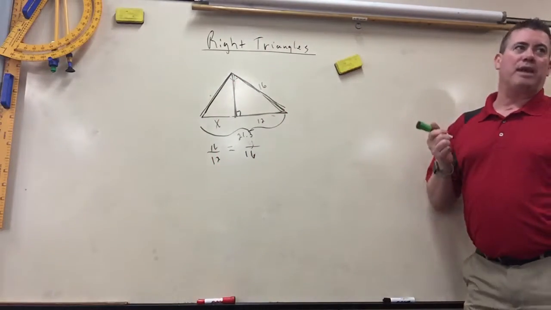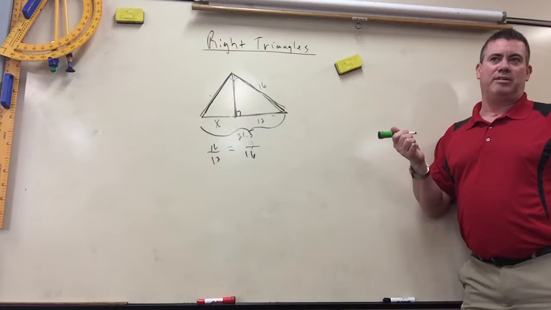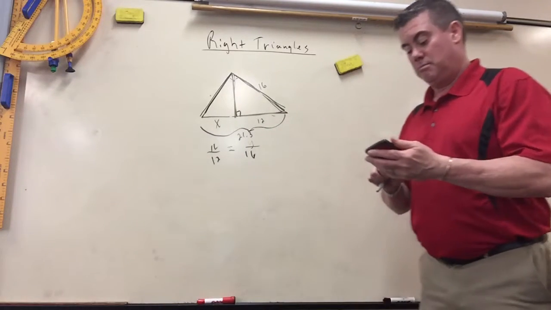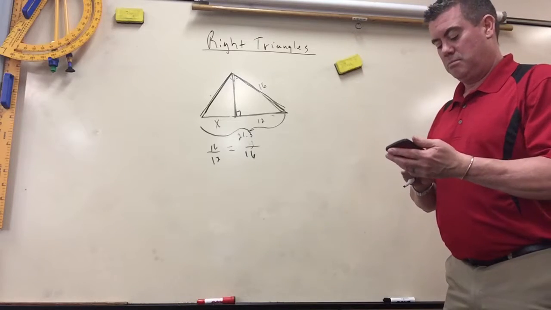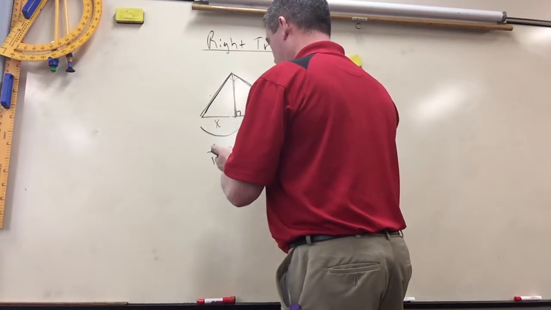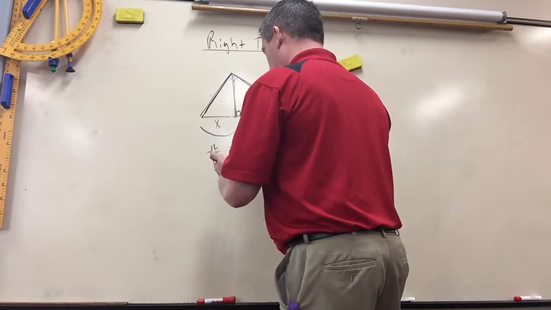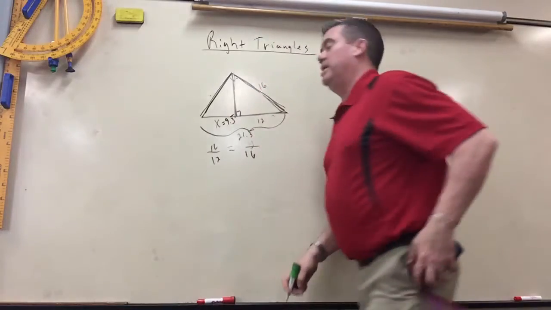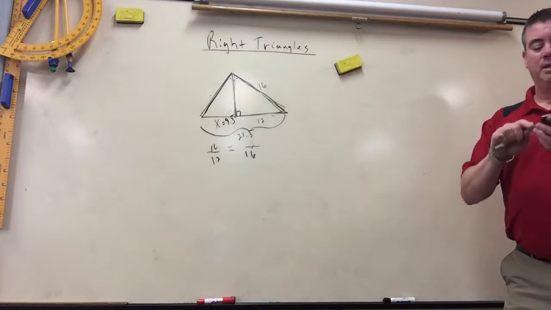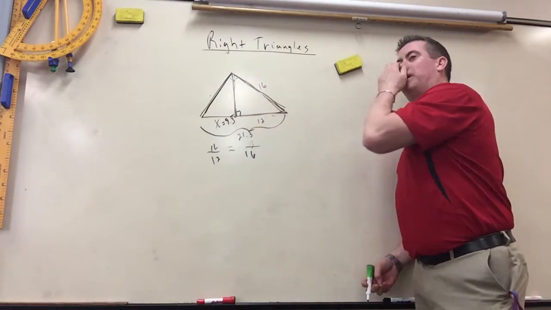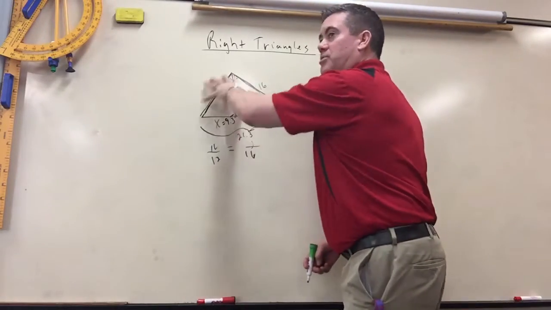So now that I know that, now I can figure out what x is, right? By just subtracting 12 off of that. And you'd get 9.3 repeating. Okay? So, these are the right triangles where we have 3 right triangles in one.